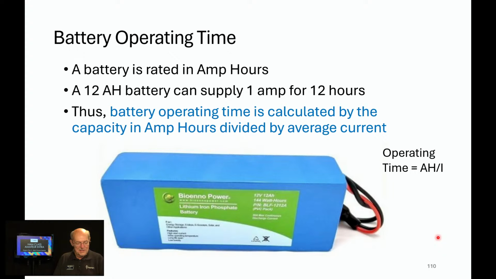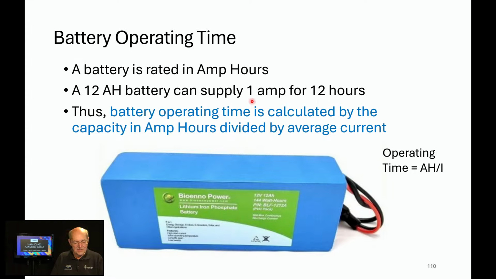Battery. This is kind of a simple concept. In this case, we've got a 12 amp hour battery. Amp hours, okay, that says you could supply 1 amp for 12 hours. Well, what if you were only needing half an amp? Well, that would last for double that amount, or 24 hours.